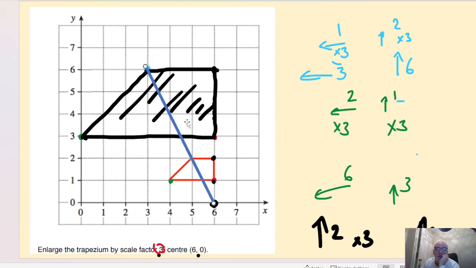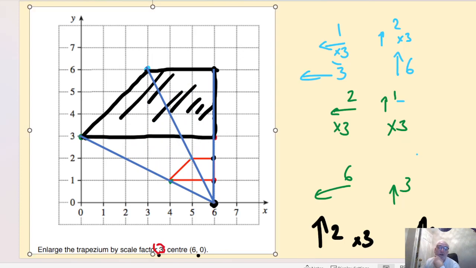If we go from the centre of enlargement again, but this time we're going to go through a different point. Let's do the top point. And let's do the centre of enlargement again. And this time we're going to go across to this vertex over there. Okay, and hopefully you can see by putting the lines from the centre of enlargement through each of the vertices.